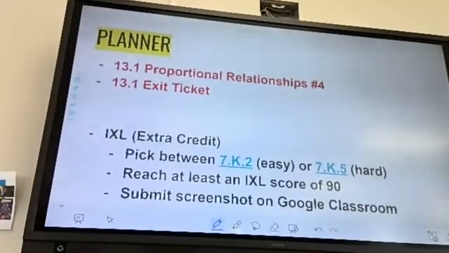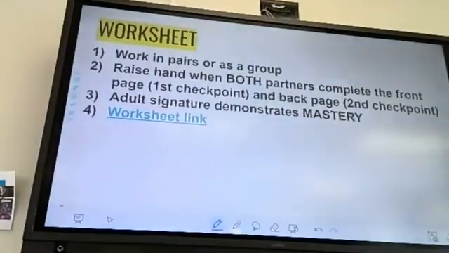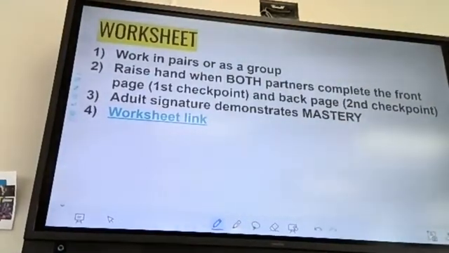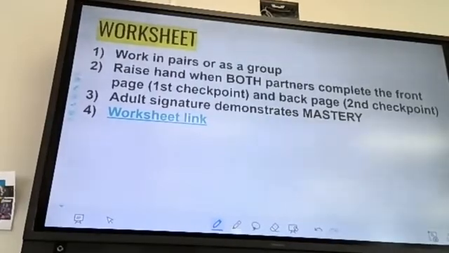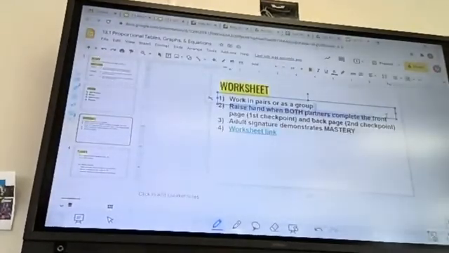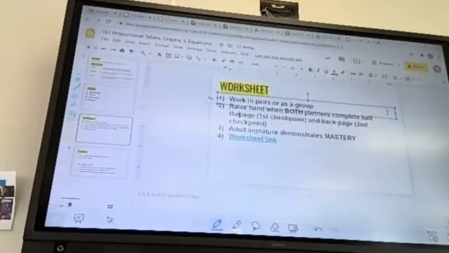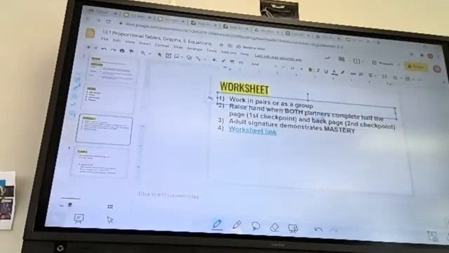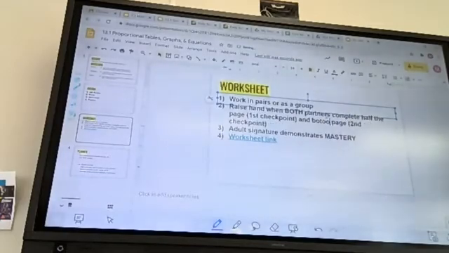Okay, so now that we are done with our notes, the next thing, we're going to be working in pairs or as a group. Make sure you raise your hand when you reach the first checkpoint, which is halfway through the page. And then the second checkpoint is at the bottom of the page. And self-signature demonstrates mastery.